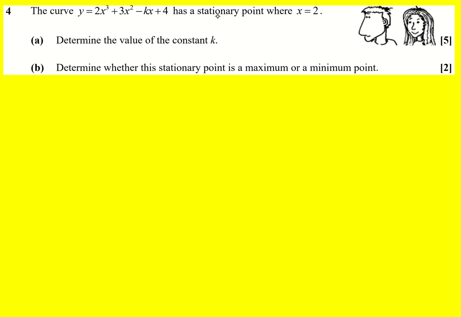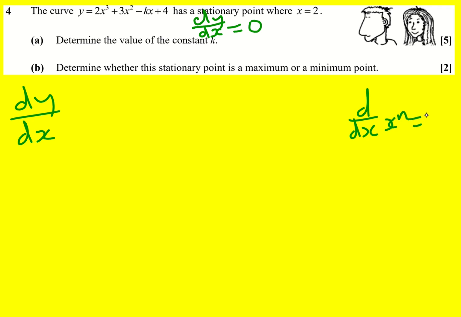This question says the curve has a stationary point when x equals 2. So the stationary point is when dy by dx equals 0. So the first thing to do is going to be find dy by dx. If we differentiate x to the n, it's going to be nx to the n minus 1.